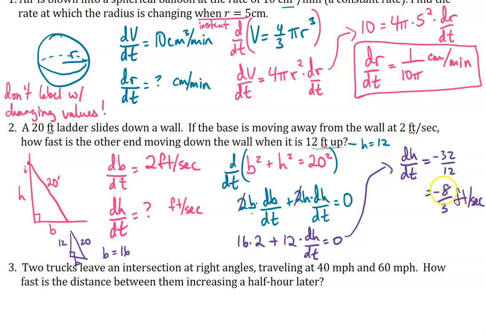Okay, let's talk about this real quick. Does it make sense that I have a negative? Well, what does dH over dt represent? That represents the rate that this distance is changing as the ladder slides down the wall. So yeah, it does make sense that it's negative because we have a decreasing amount. Okay, so dH over dt is negative 8/3 feet per second. Or you can say it is sliding down at 8/3 feet per second.